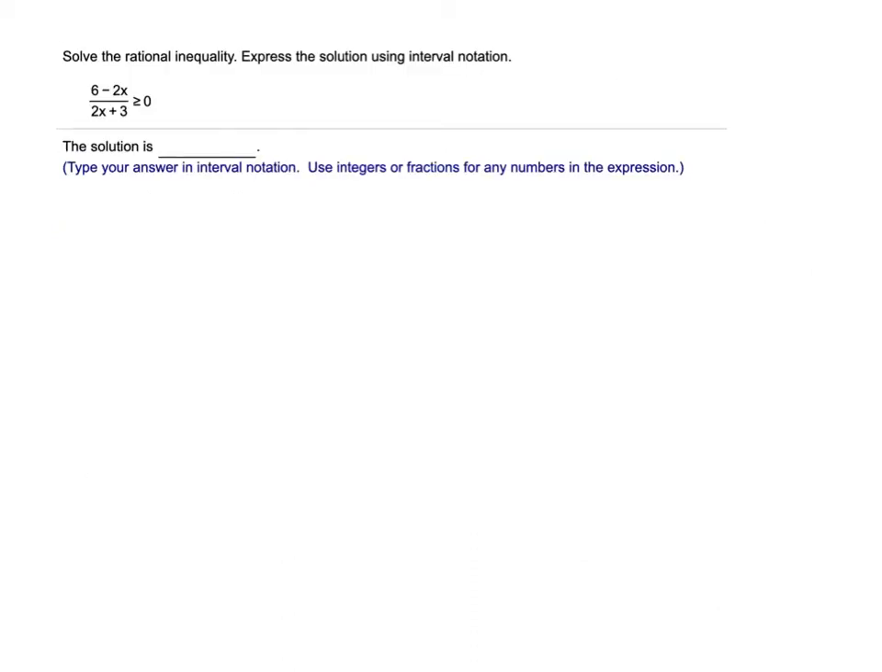Okay, for this question, we want to solve the rational inequality. This is the one that we have to use the sign chart. Okay, so since it is a fraction, we need to find the interval endpoints. And the way we find it is you can set the top equal to 0 and the bottom equal to 0 and solve. So if I set the top equal to 0, give ourselves room, add the 2x over, we get x equals 3.